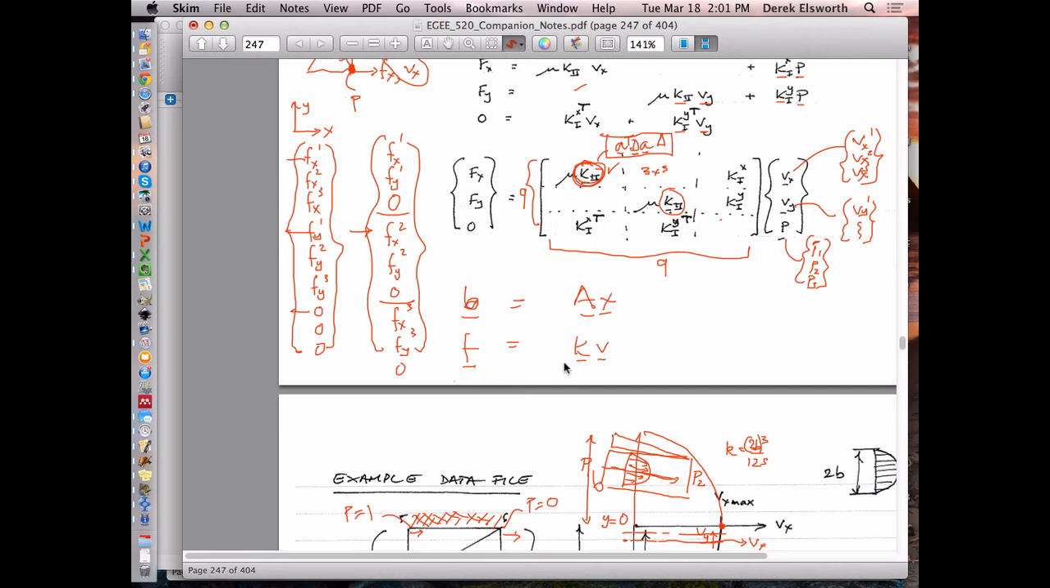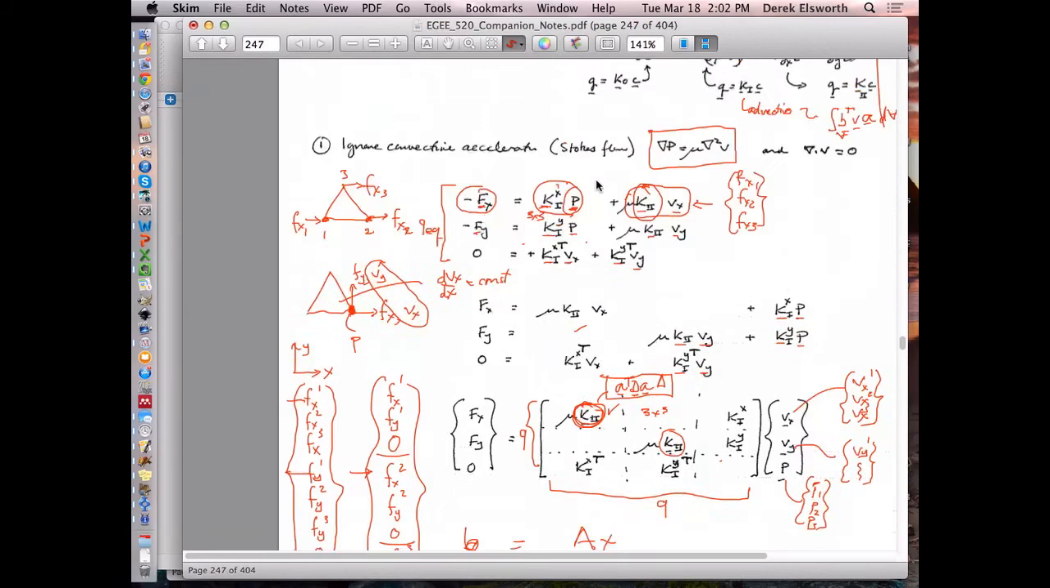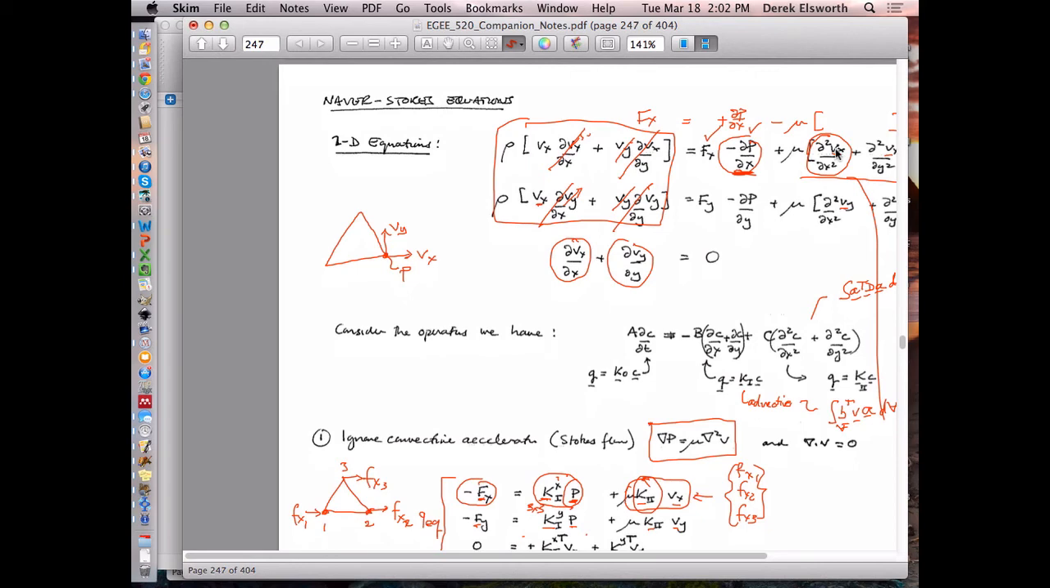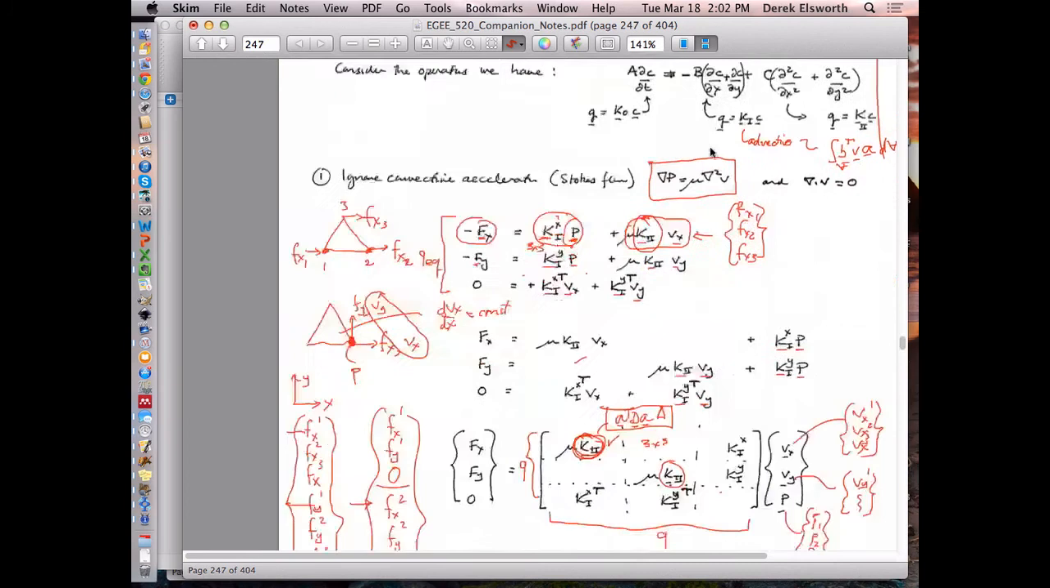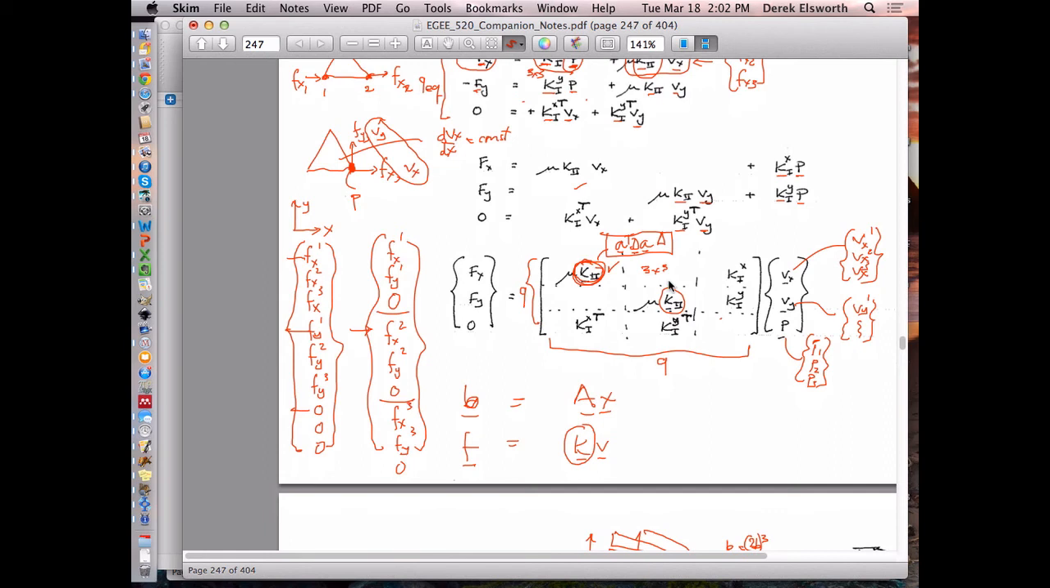Okay? Now we have this matrix, and we've put it together from what we know about the original partial differential equation. We know what the second order terms look like. We know what the first order terms should look like in a finite element sense. We know what the zeroth order terms should look like. Right now it's put together as nine groups of 3 by 3 matrices: 1, 2, 3, 4, 5, 6, 7, 8, 9.